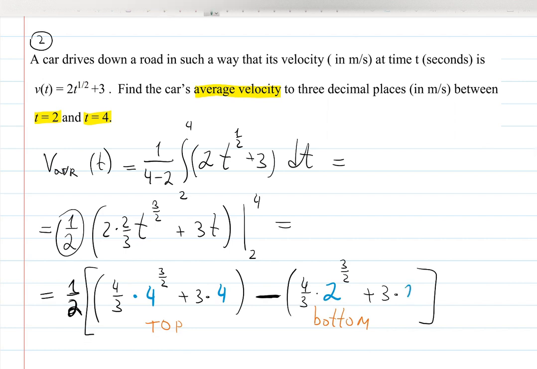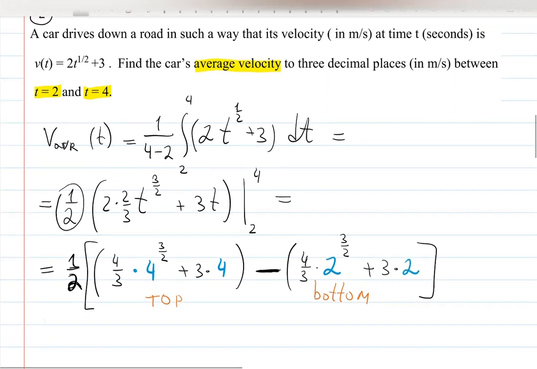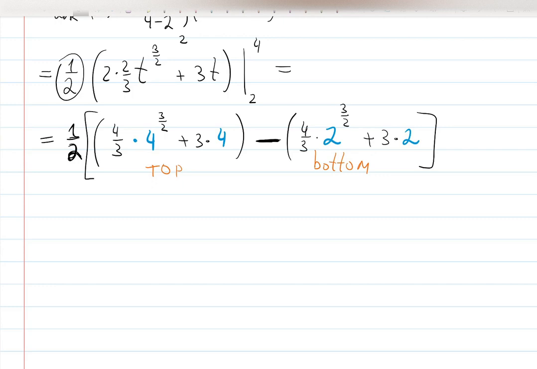3 times 2. What is 3/2? 3/2 is cubed and then a square root. So 4 to the 3/2 is actually 4 square rooted and then cubed, based on the properties of exponents. Square root of 4 is 2. 2 times 2 times 2, that's 8. So actually the first piece over here is 8. And so on and so on.